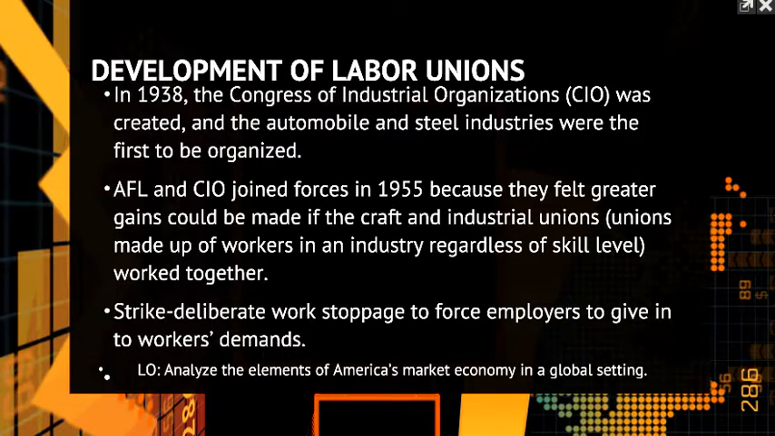In 1938, the Congress of Industrial Organizations, or CIO, was created, and the automobile and steel industries were the first to be organized. The AFL and the CIO joined forces in 1955 because they felt greater gains could be made if the craft and industrial unions, unions made up of workers in an industry regardless of skill level, worked together. So they formed the AFL-CIO. A strike is a deliberate work stoppage to force employers to give in to the workers' demands.